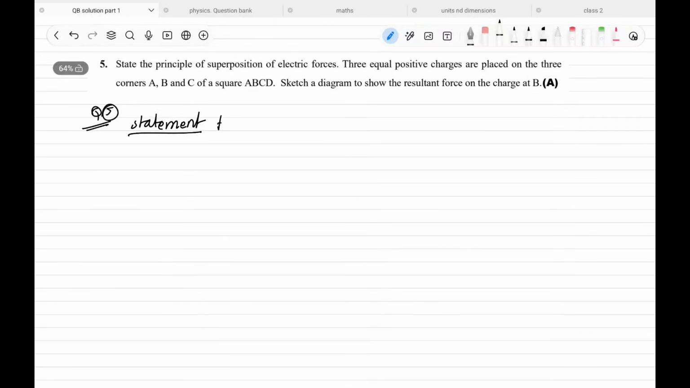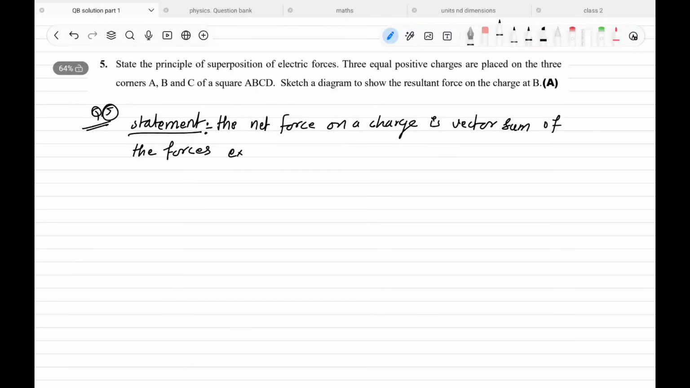the net force on a charge is the vector sum of the forces exerted by all other charges individually. Okay, so that is the statement.